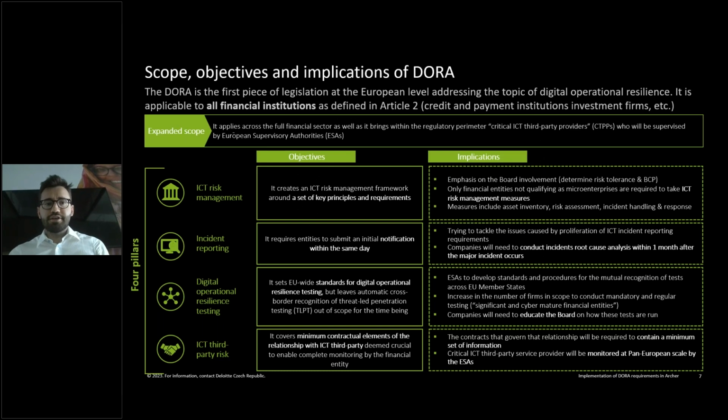As you can see here, there are 4 specific pillars or domains. The first one is ICT risk management, which comprises a set of principles and requirements for a risk management framework in a company. This ranges from strategy, policies, procedures, protocols, through to the monitoring and identification, detection of risk, and also subsequent risk analysis. The second requirement is the ICT-related incident reporting.